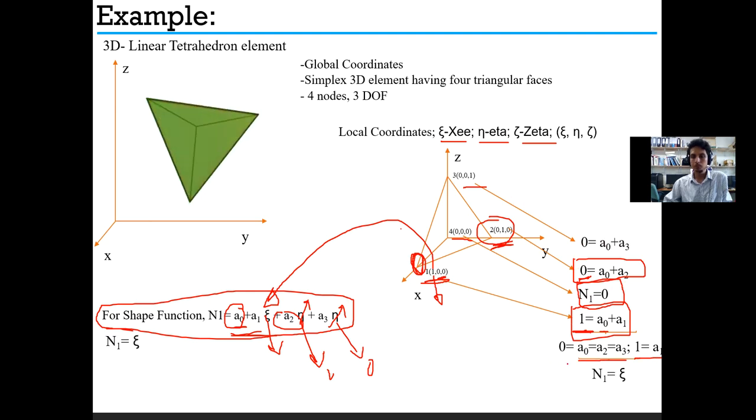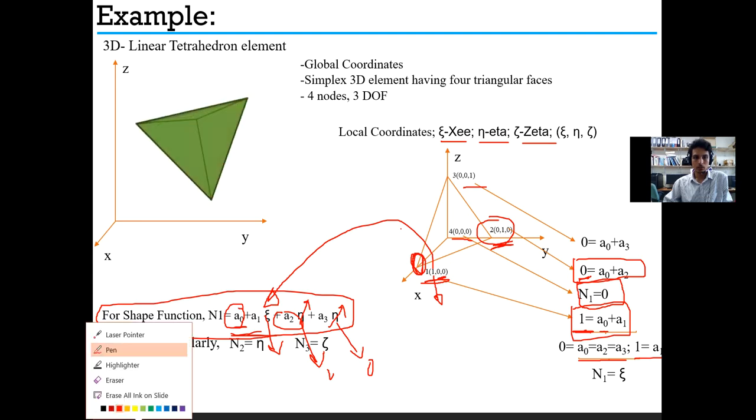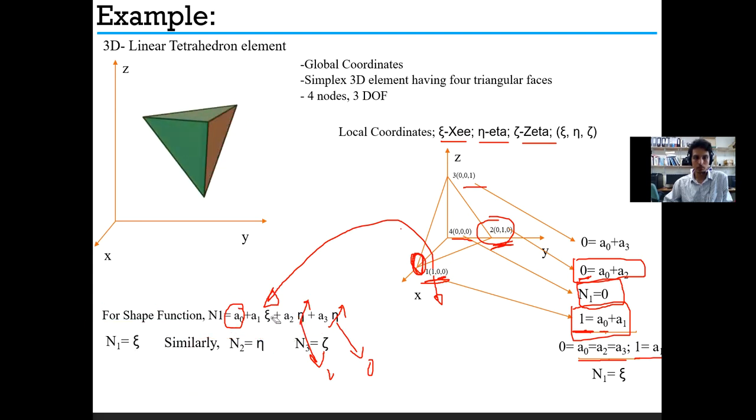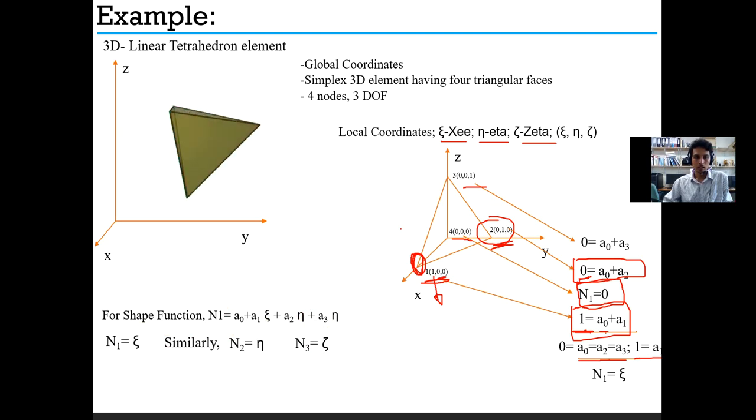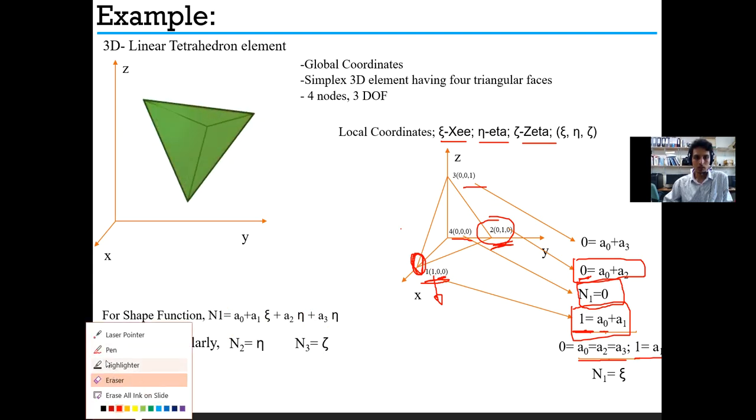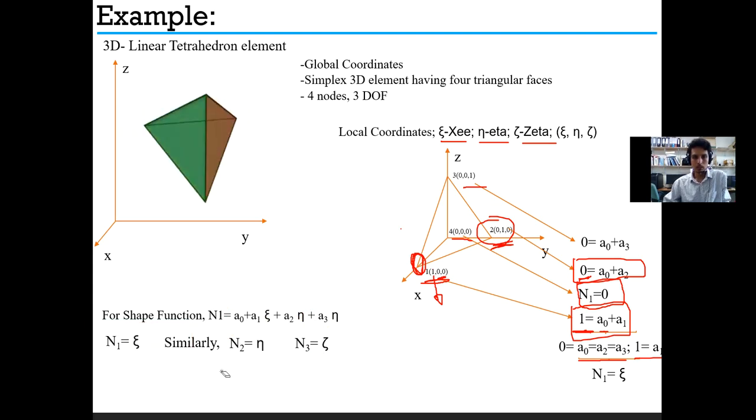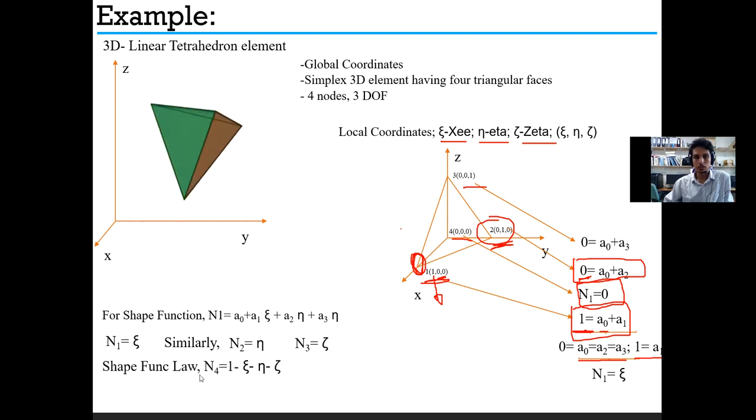So we can say that N1 is equal to z. If N1 is defined as z, N2 is eta and N3 would be zeta, so N4 will be 1 minus z minus eta minus zeta.